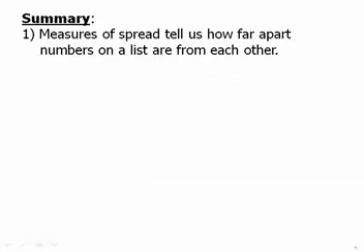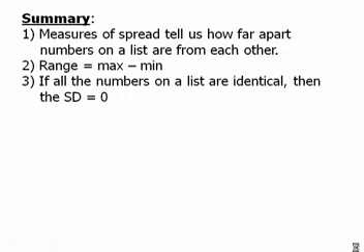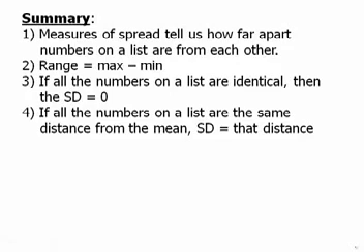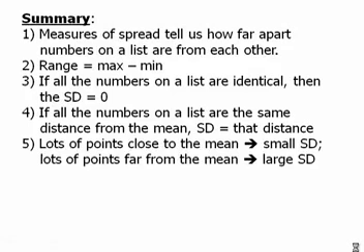Measures of spread tell us how far apart numbers on a list are from each other. The range is the max minus the min. If all the numbers on the list are identical, then the standard deviation is 0. If all the numbers on the list are the same distance from the mean, then the standard deviation equals that distance. Lots of points close to the mean give you a smaller standard deviation. Lots of points far away from the mean give you a larger standard deviation.